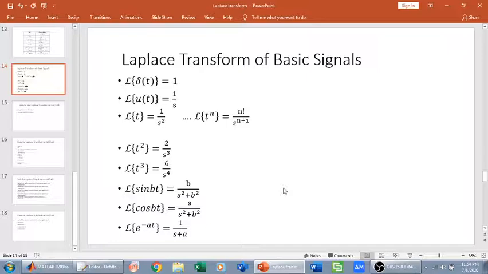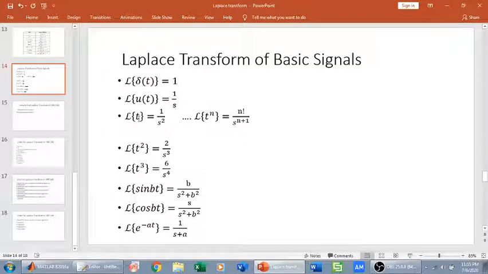Everyone, in this video we are going to discuss how to take Laplace transform of some of the basic signals in MATLAB. And we know the Laplace transform of these signals. For example, we know the Laplace transform of the unit impulse signal, which is 1. We know the Laplace transform of the unit step signal, which is 1/s.